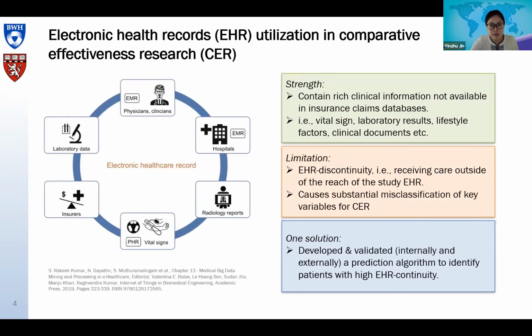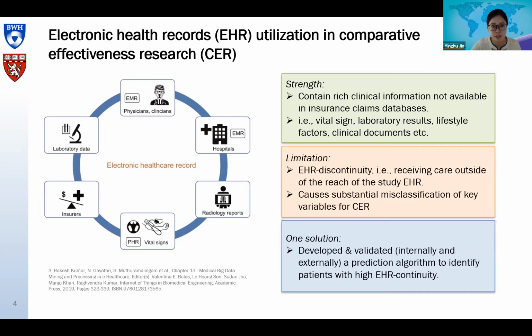So we all know that there has been a remarkable growth in comparative effectiveness research using EHR as the primary data source. This is due to the unique strengths of EHR data compared to widely used insurance claims data in the US. Unlike claims data, EHR data contains rich clinical information, such as body mass index, blood pressure or lab test results, etc. However, there is one key limitation of EHR data in CER studies, which is EHR discontinuity.